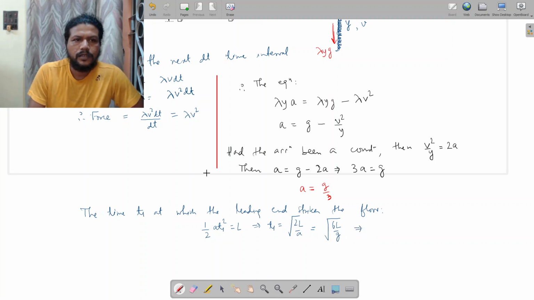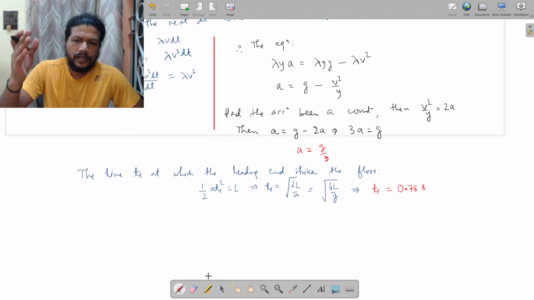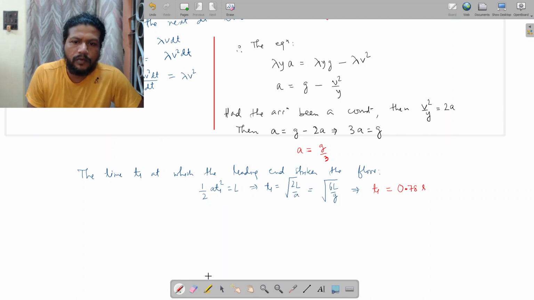This gives us time t1, by plugging the values, that turns out to be approximately 0.78 seconds. This is after the beginning, the time at which the first end strikes. Now, by this time, the chain has become basically straight, vertical. The entire length of the chain is in air because the length of the chain is also L, which is the height of the table.